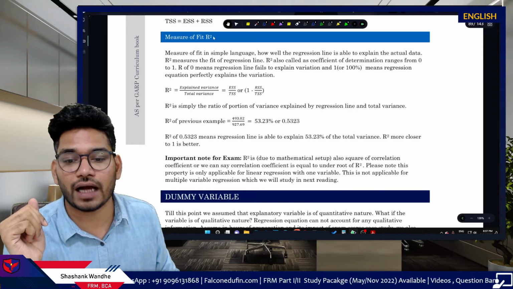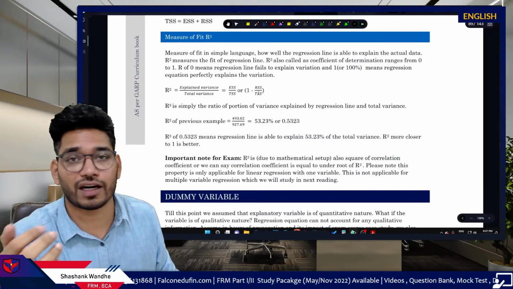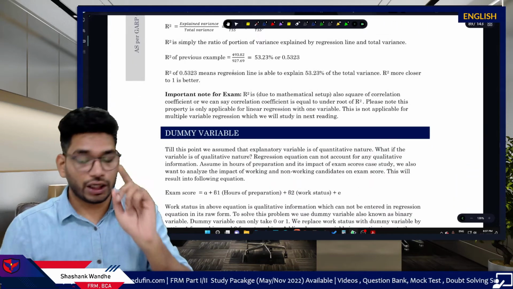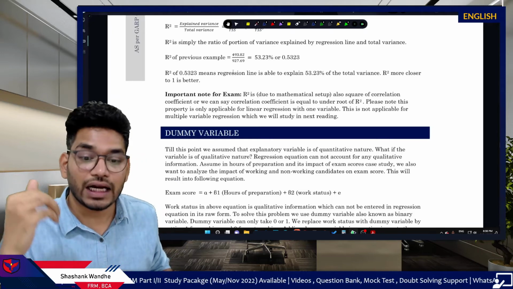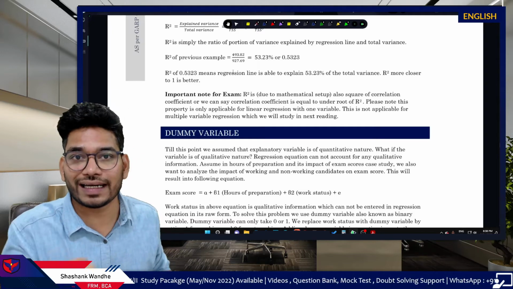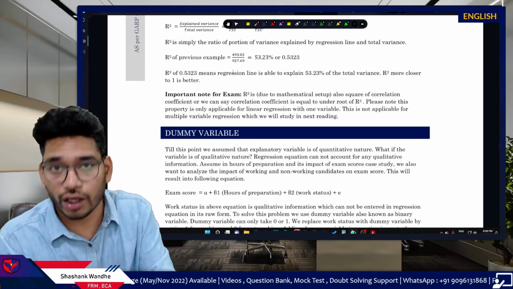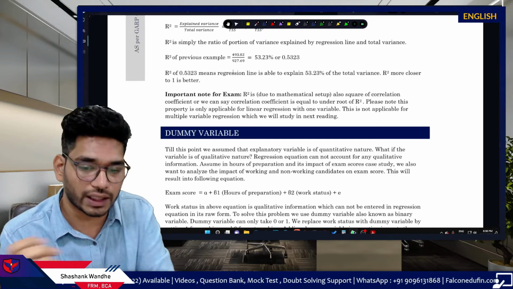Then measure of fit R square, how R square is calculated. So ESS divided by TSS, or 1 minus RSS divided by TSS. So this is the formula for the R square calculation. Here you have to understand two important points. First, how to calculate the R square. Second, how to interpret the R square. What is the meaning of R square? And GARP might ask you a theoretical question based on your understanding of R square or the interpretation of the R square, right?